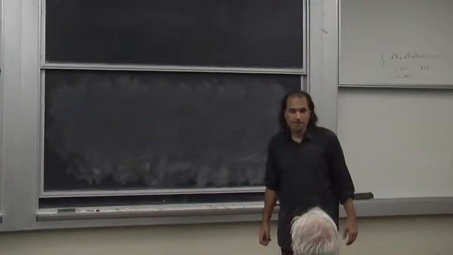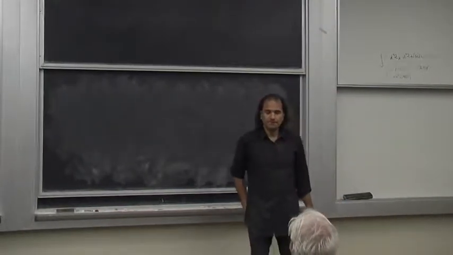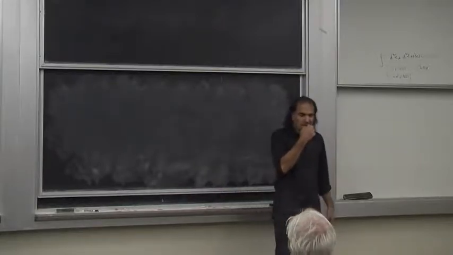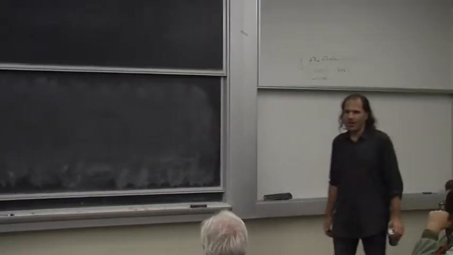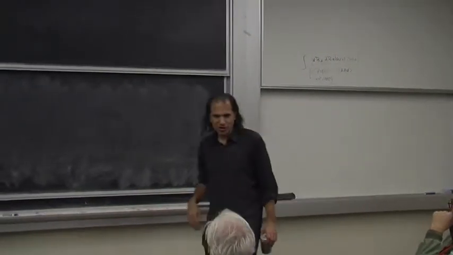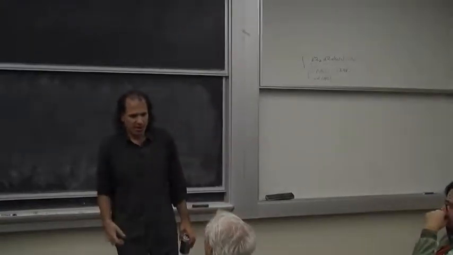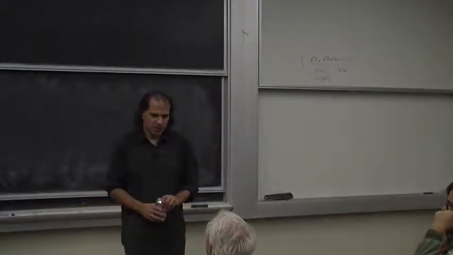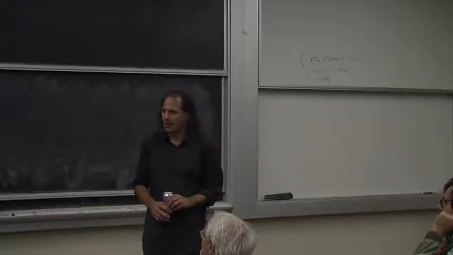What will you do with non-stable particles? Sorry? What will you do with non-stable particles? They should show up in the usual way as poles on the second sheet and so on and so forth. So I don't think we have anything really new to say about any of that.